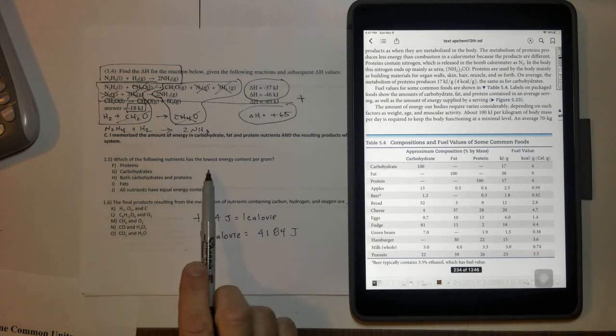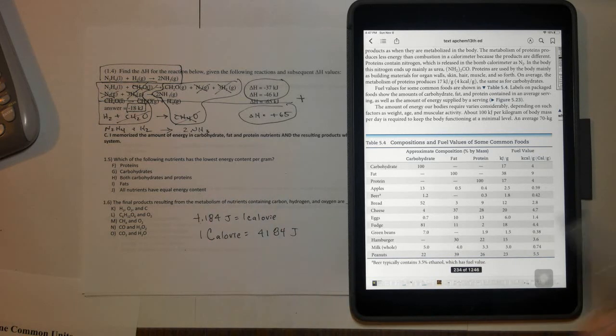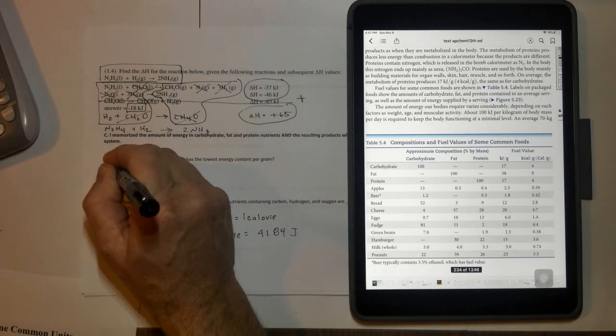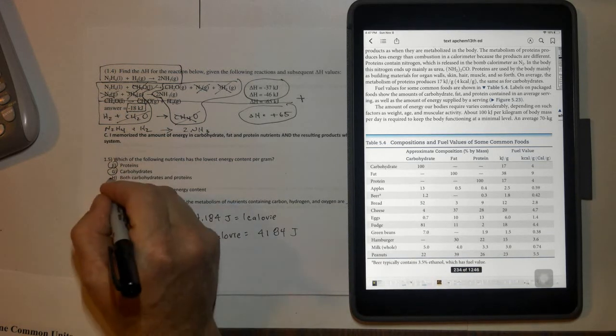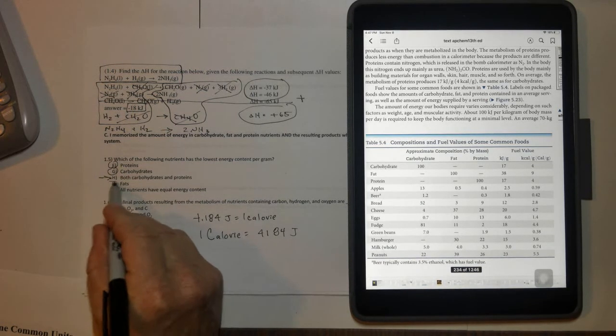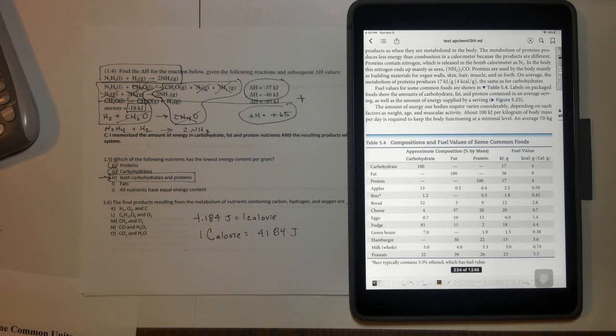So which of the following nutrients has the lowest energy content per gram? Well, you can see both carbohydrates and proteins are 4 calories per gram. So carbohydrates and proteins would be the same, and then if you look, it says both carbohydrates and proteins right here for letter H, so H would be the correct answer. Don't get tricked by a question like that.